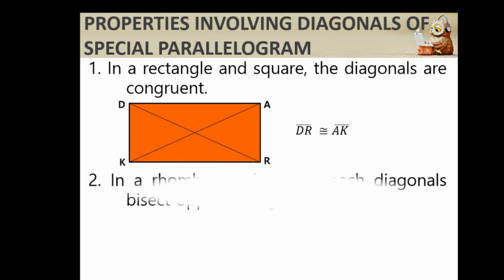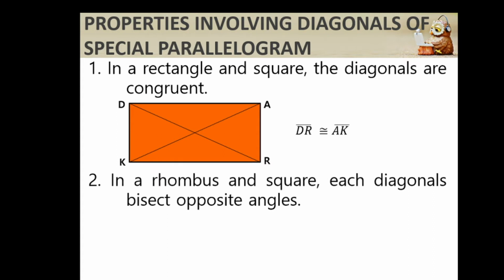The second property states that in a rhombus and square, each diagonal bisects opposite angles. We all know that opposite angles of a parallelogram are congruent. Thus, if the diagonal bisects these opposite angles, meaning the angles are divided into two equal parts, then we can conclude that the parallelogram is a rhombus or a square.